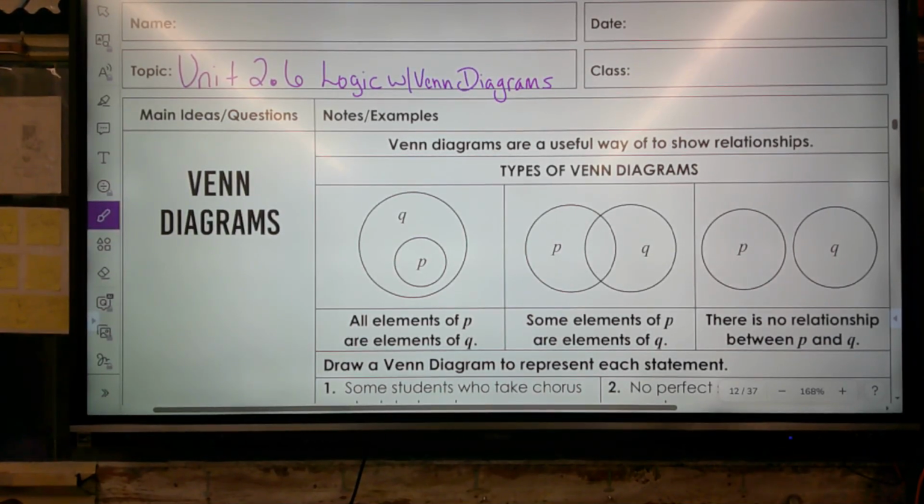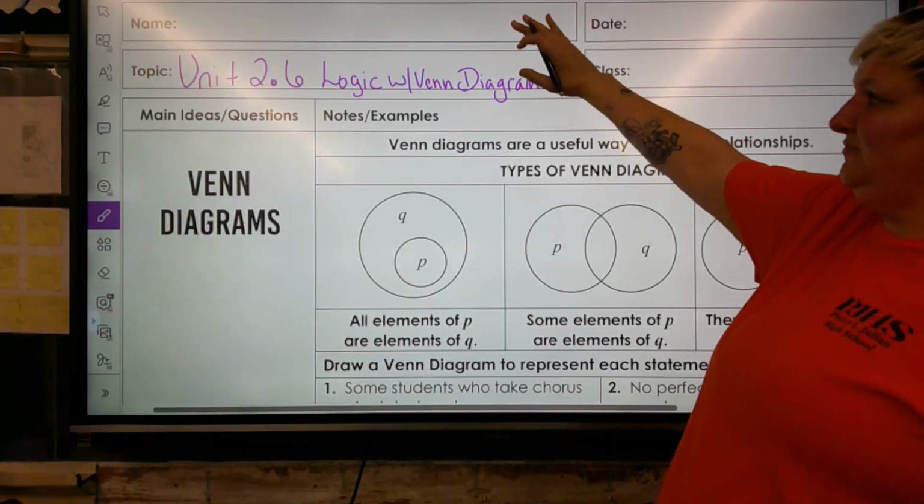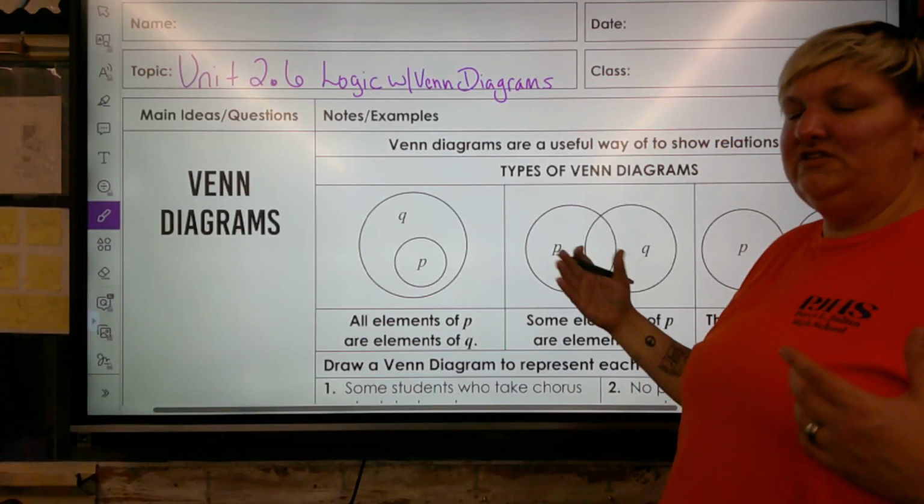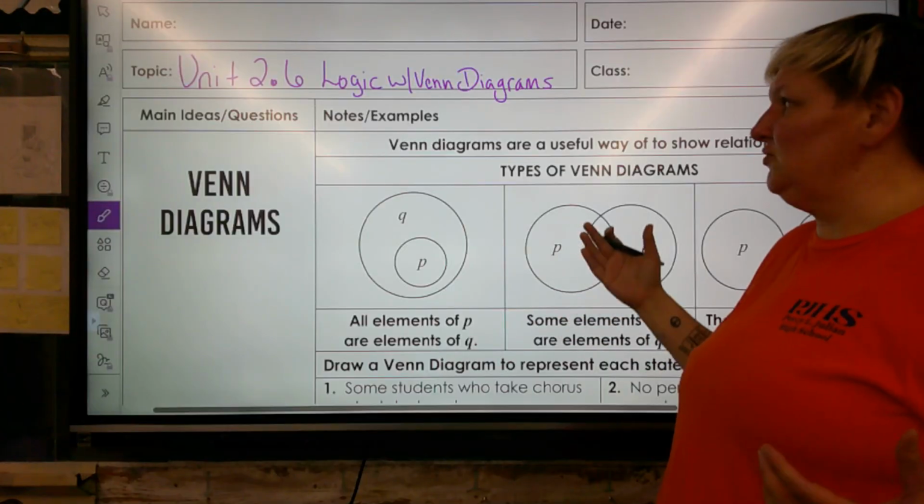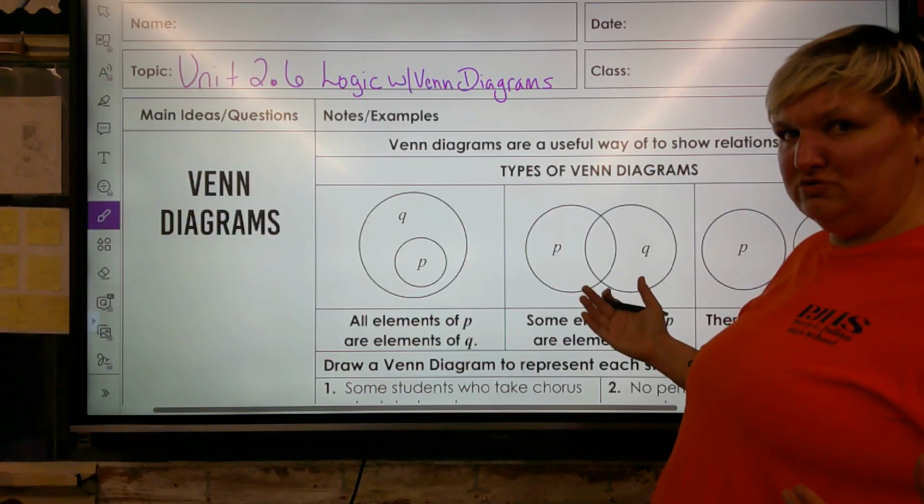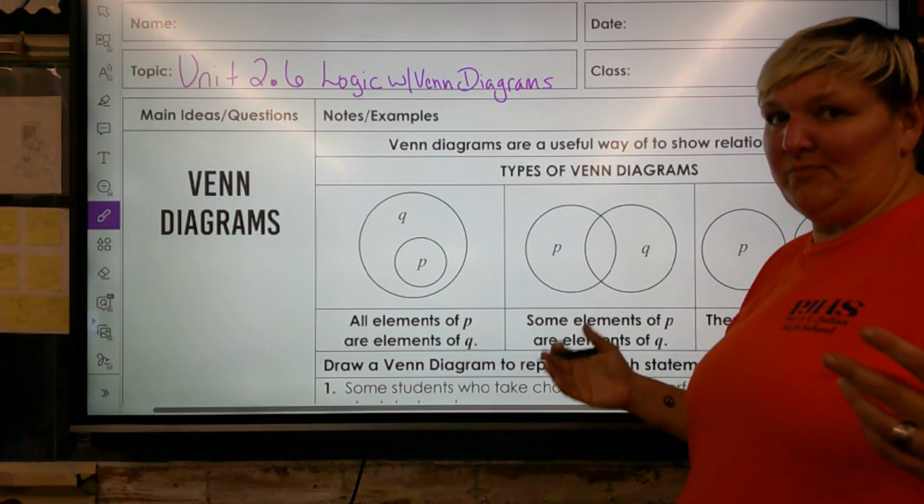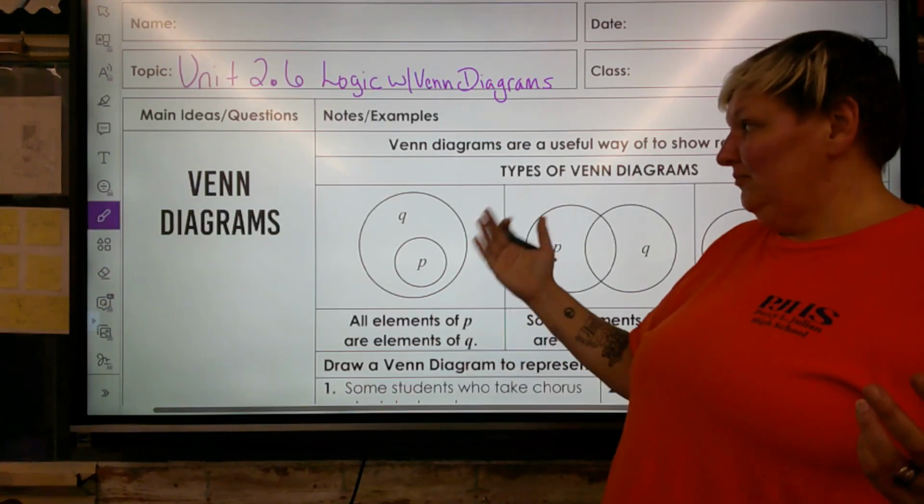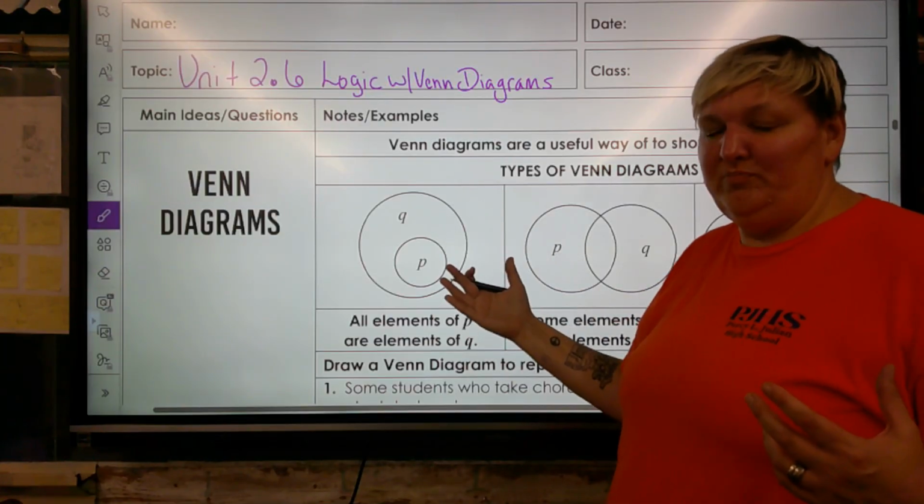Unit 2.6, logic with Venn diagrams. Alright, so Venn diagrams are just a way to represent the relationship between your P's and your Q's, right? It's technically a way to represent a relationship between anything, but we specifically have been working with P's and Q's.